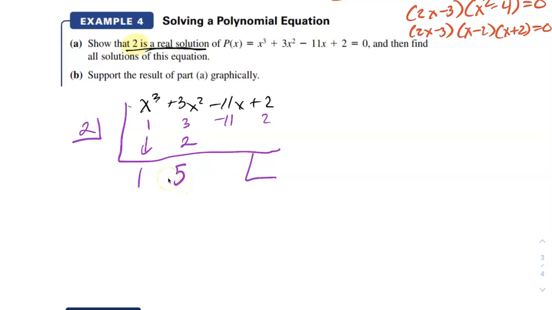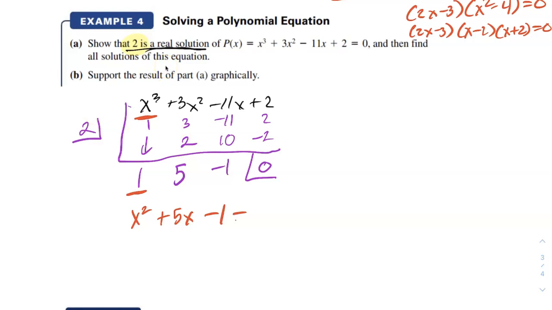Multiply these together. So 10. Add down. Negative 11 plus 10 is negative 1. Multiply these two together. Negative 2. Add down. I get 0. So it is a solution. I did get a 0. Now remember what happens here? You always go down a power. So that was x cubed. So this makes this x squared. Then just go in order. Plus 5x minus 1. Now we do want to solve this.